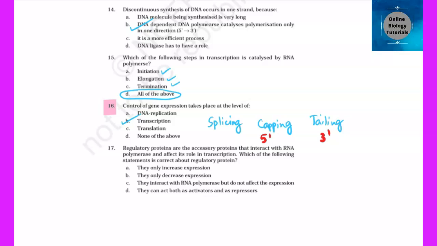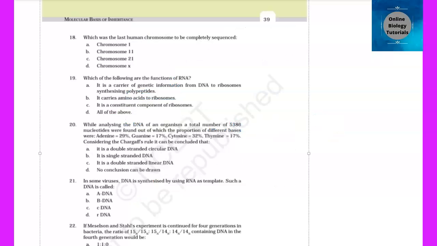Regulatory proteins are the accessory proteins that interact with RNA polymerase and affect its role in transcription. Which of the following statements is correct about regulatory protein? They act as both activators and repressors, meaning they can activate the process of gene expression or they may reduce it. Next question is which was the last human chromosome to be completely sequenced? It was chromosome number 1. And chromosome number 1, because it had the maximum number of genes, so sequencing of it required maximum time.